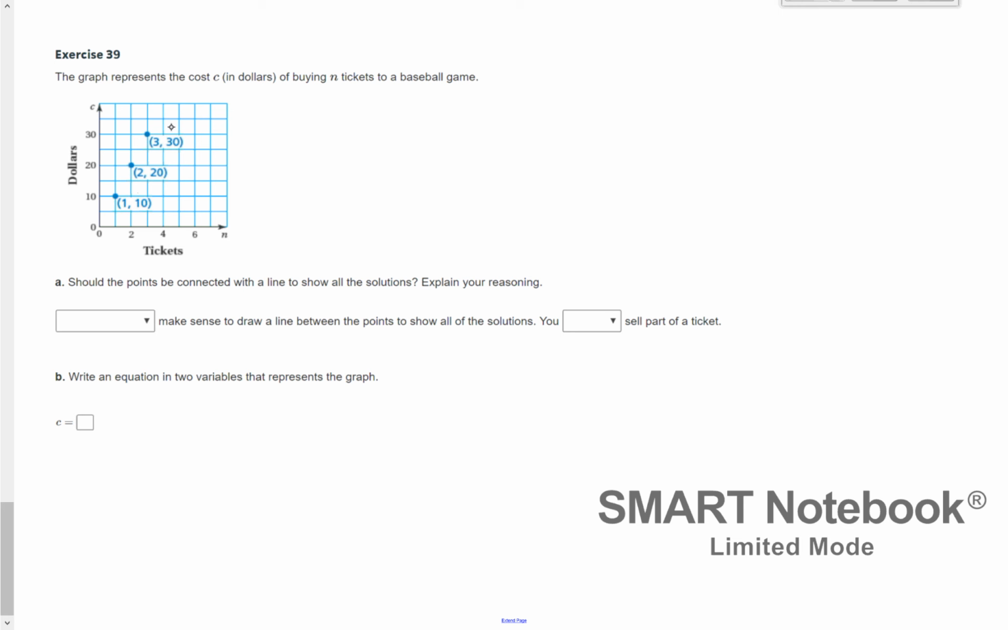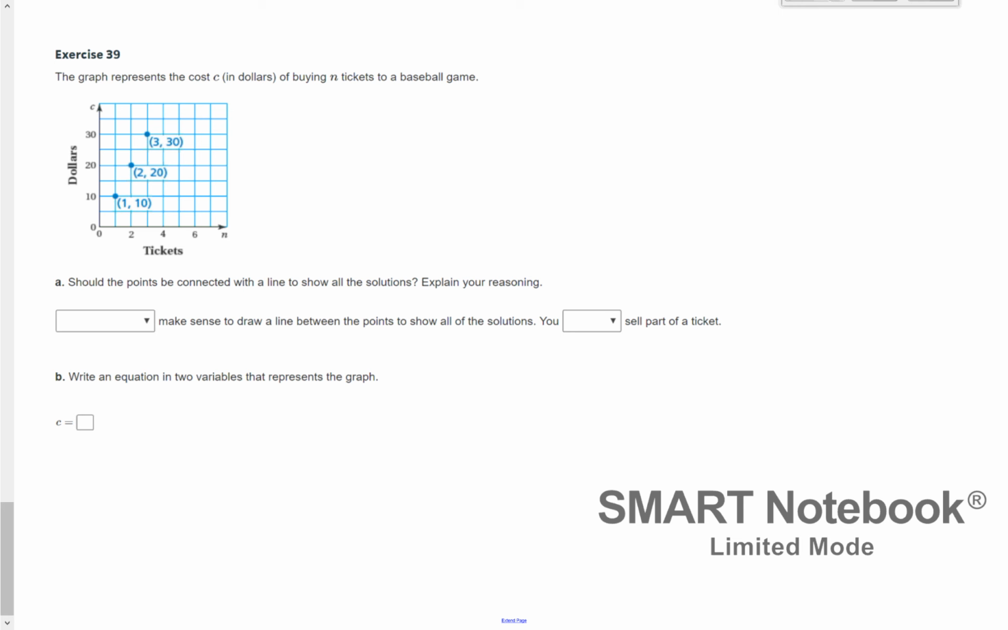So these points right here, we're talking about the cost of buying tickets to a baseball game. So should the points be connected with a line to show all the solutions? Okay, I have taught you that yes, it should be connected into a line to show all of the solutions. But now let's think back to the meaning of this problem. We are buying baseball tickets. So remember I said with time, you could run for an hour and a half. What was another example we did? Where there could have been a half. Like for money, it could be $1.50.